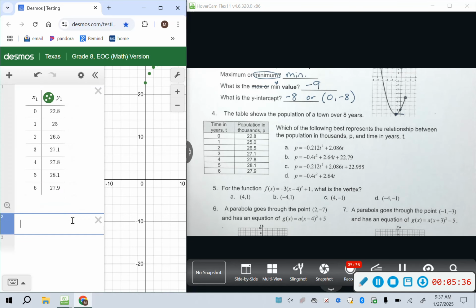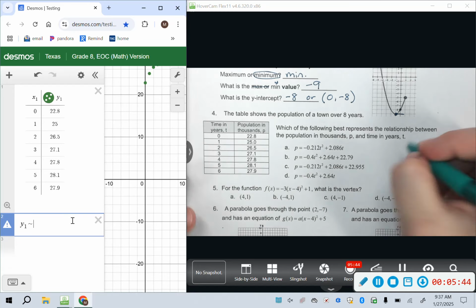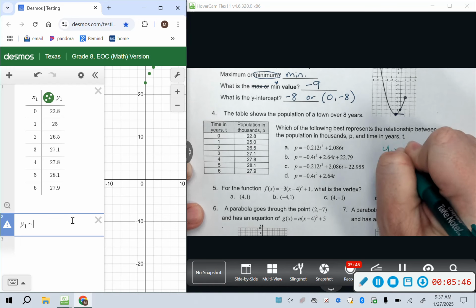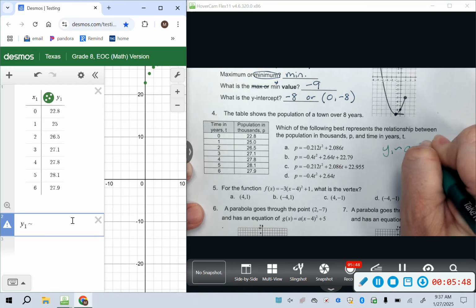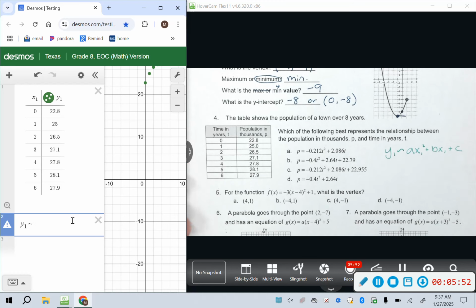Okay, and it's asking for the equation, so we have to do our y1 squiggle, and it's quadratic, so we have to do our quadratic y1 squiggle. So just a reminder, that is y1 squiggle, ax1 squared plus bx1 plus c.